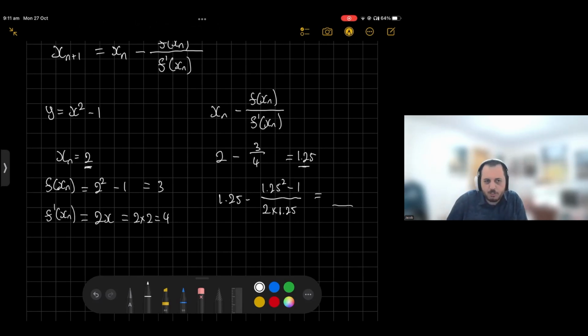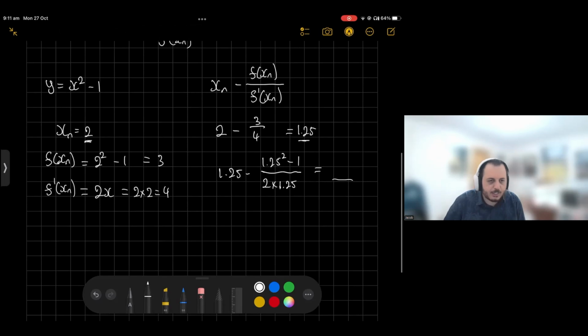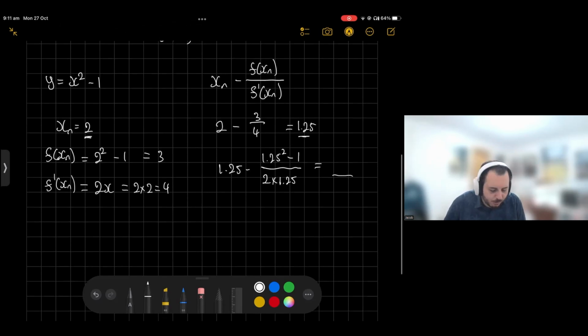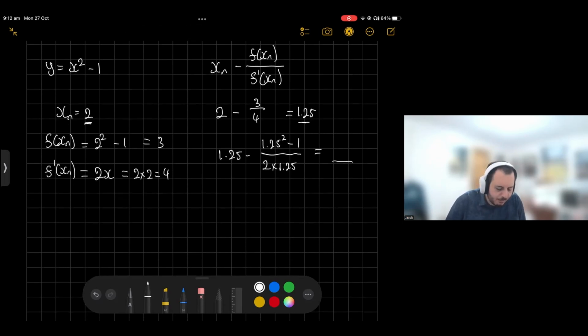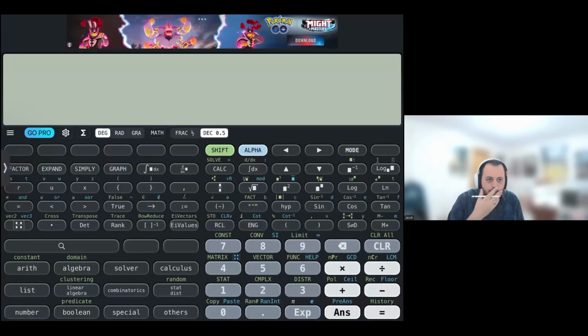What if we could solve this or get our calculator to do this for us? And that's what I want to show you today. So let's just take this as an example, x squared minus 1. So we've already said that f of x in this case is just x squared minus 1, and f dash of x is 2x. And our first guess is 2. So I'm going to go over to a calculator app, and I'm going to show you what I would do.